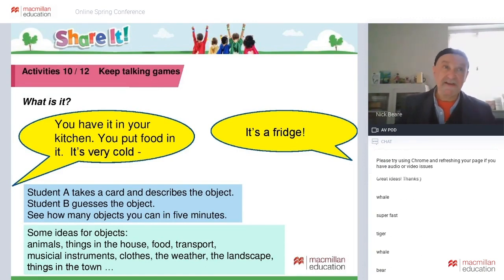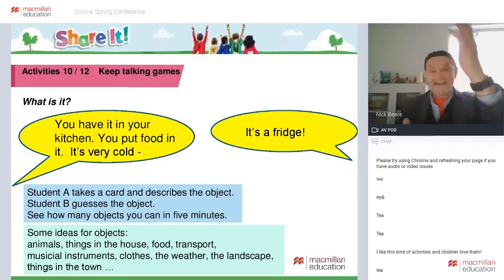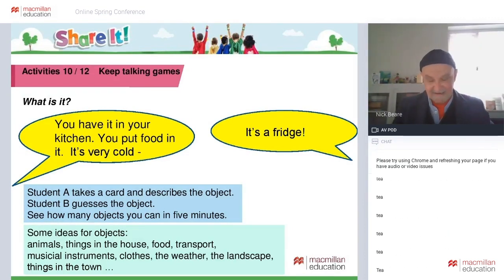Right, this is a drink, and it's a drink you have a lot of in England. And you have it kind of in the morning for breakfast, and it's very simple. Tea, hooray, very good.